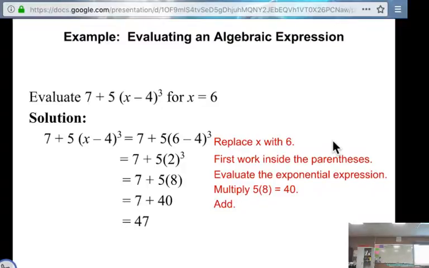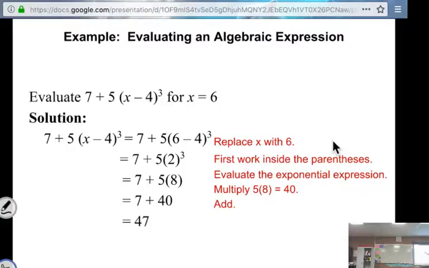Evaluate this statement. So here we have evaluate 7 plus 5 times (x minus 4) cubed for x equals 6. Now this is where a lot of people might get a little frustrated. They start looking at this and going, what do I do? You're just going to do the Glade model. Plug it in, plug it in. Anyone remember those old commercials? Plug it in, plug it in. I should put a link to that in my YouTube thing.